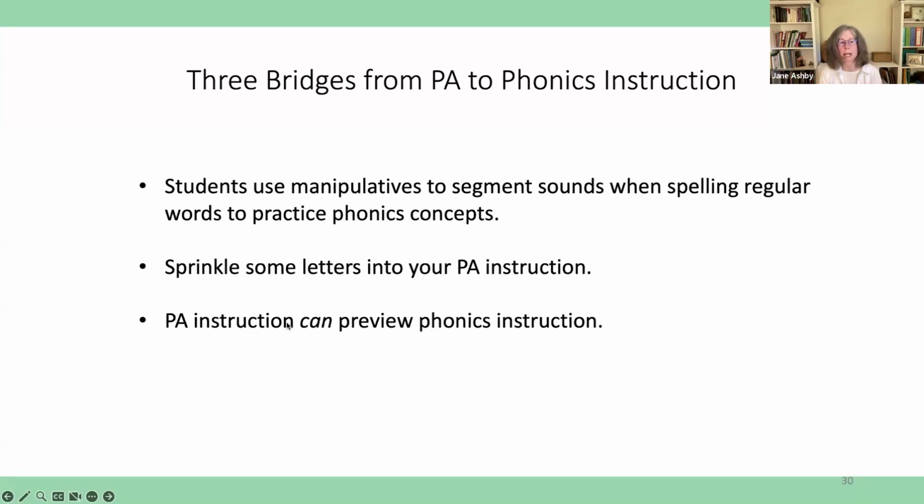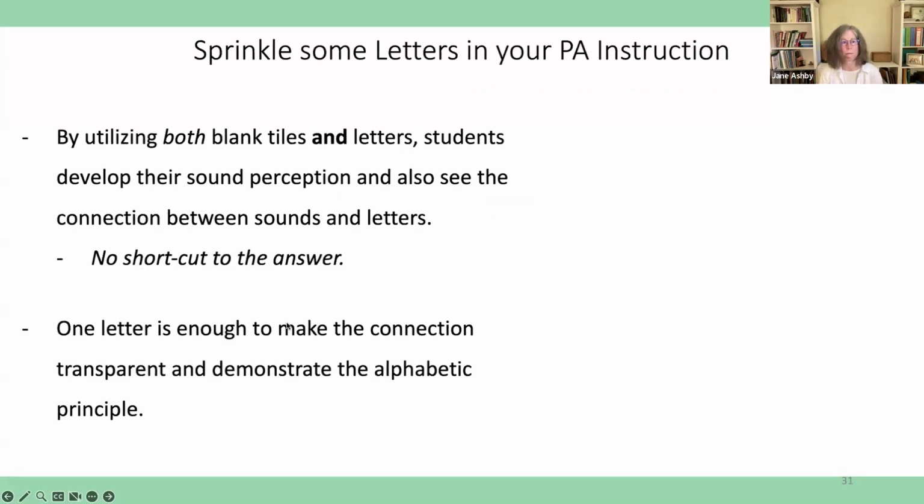Another way is to sprinkle some letters into your PA instruction. And Dr. Martin's going to talk about that in a moment. And then the last way is to have PA instruction preview your phonics instruction. That's also possible. Okay. So a sprinkle of a few letters in your PA instruction supports your students' phonological processing, and it also makes that alphabetic principle transparent, that sound symbol connection. And that's really why we're doing all of this. So let's walk through an example.